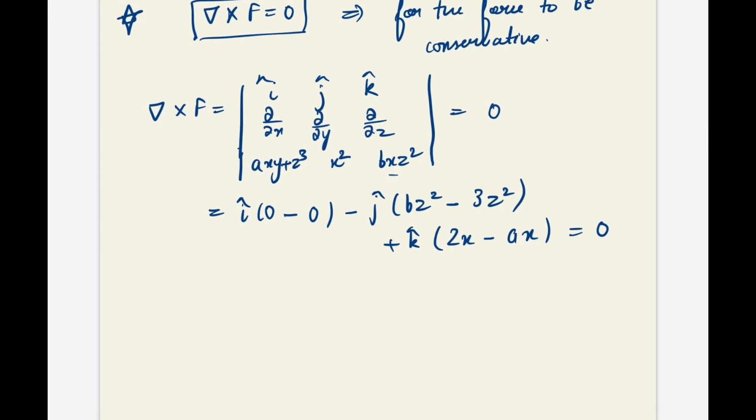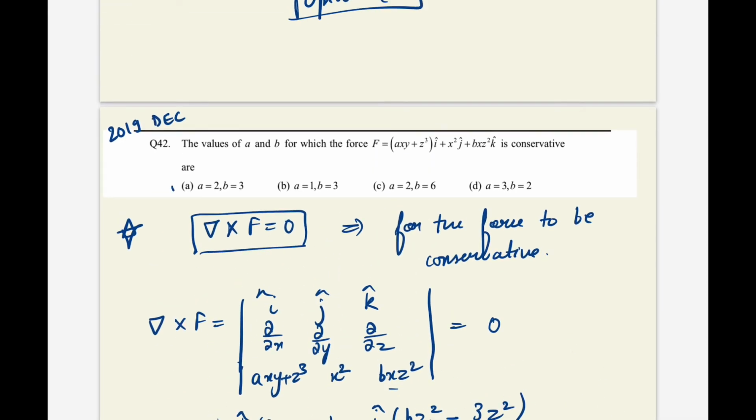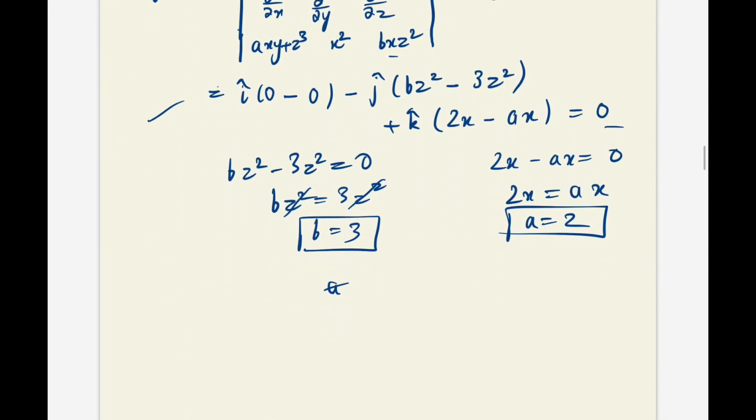Comparing both sides of this equation, the j component is 0 on the RHS. So bz square minus 3z square is equal to 0. So bz square equals 3z square, z square cancels, and b equals 3. Another one, the k component is also 0. So 2x equals ax, and a equals 2. So a equals 2 and b equals 3 is the correct answer. So option A is the correct answer.